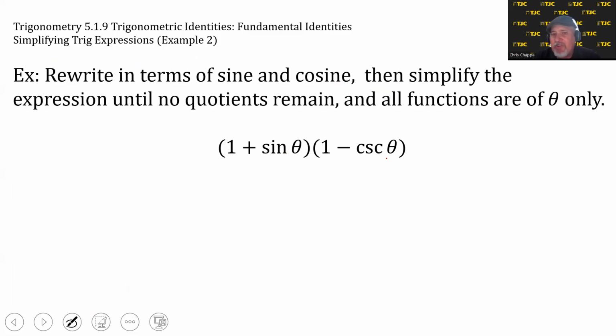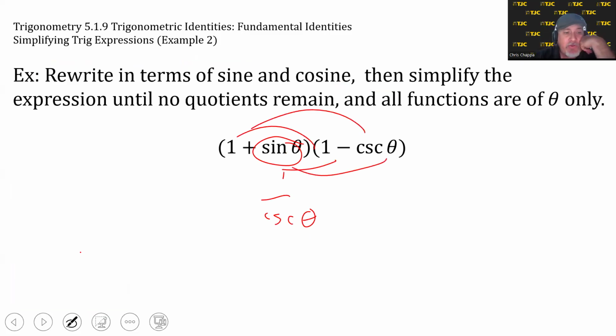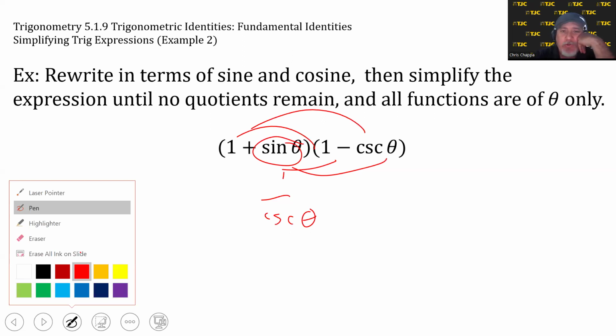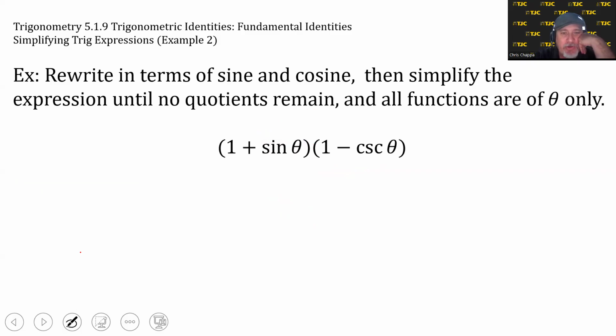Trigonometrically, the only option that I can see is possibly to take this sine of theta and rewrite it as 1 over cosecant of theta. But then what would we do? Probably some sort of foiling again. So our options are do algebra first, where we FOIL and then see what to do trigonometrically, or do trigonometry first and replace sine with 1 over cosecant, and then do algebra.